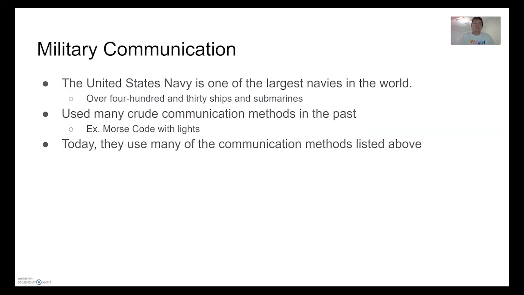In the past, they used many crude communication methods such as Morse code. They would flash lights at one another when sailing near another boat. But today they use many of the communication methods that we listed previously in other slides.